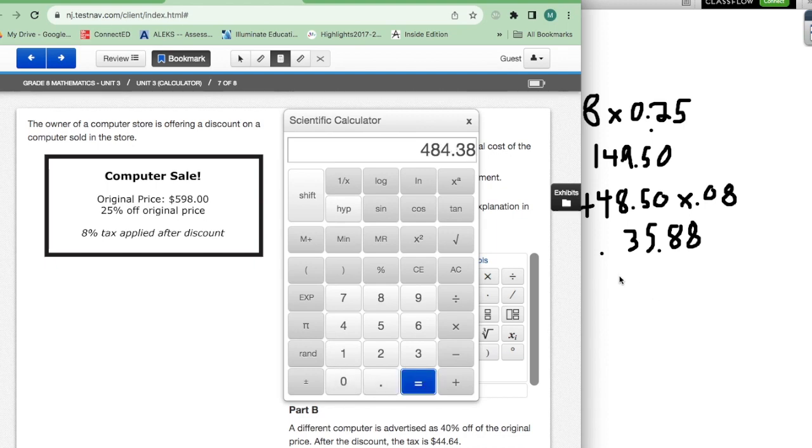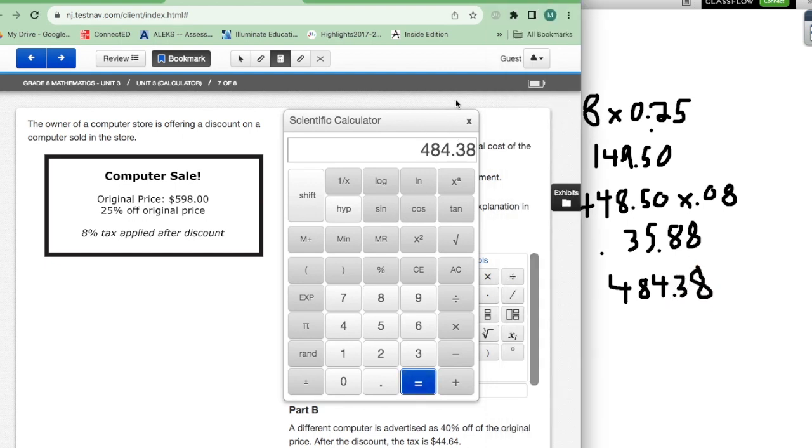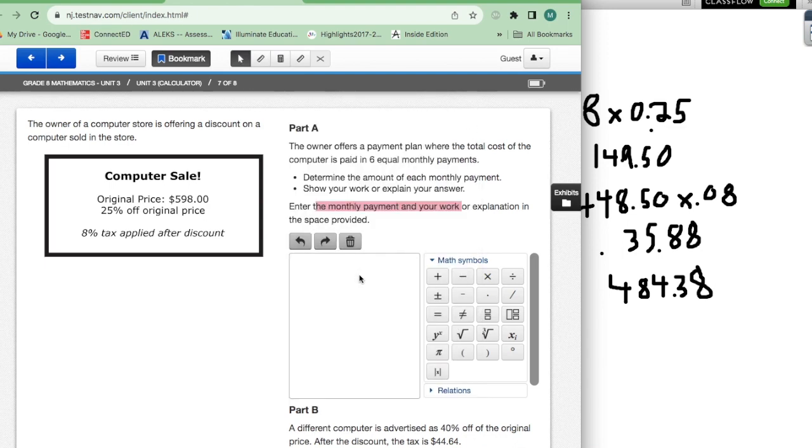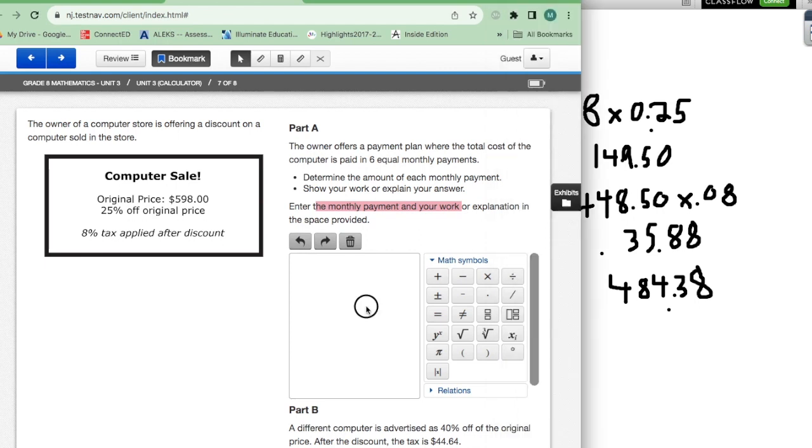So this is my total after tax, 484.38. So that's how much the thing will cost me. Okay, and it says the owner offers a payment plan where the total cost of the computer is paid in 6 equal monthly payments. So I'm going to divide that by 6, and I'll get my final answer here.